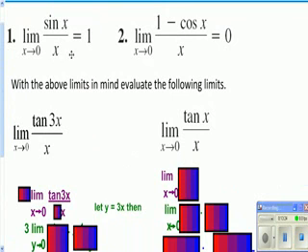Here's your basic trig limit on the left. Have it memorized. Here's another limit on the right that you need to have memorized. We're going to be using these to work out our problems.